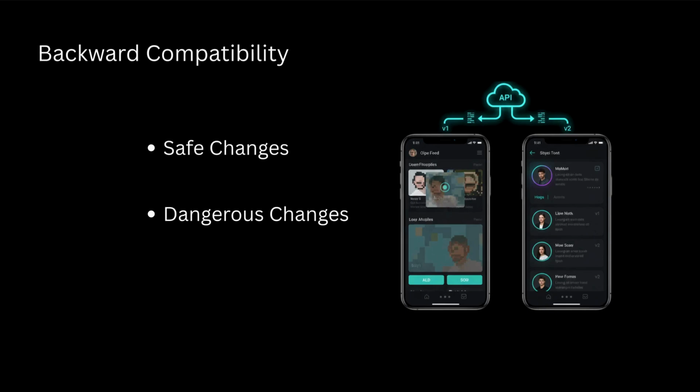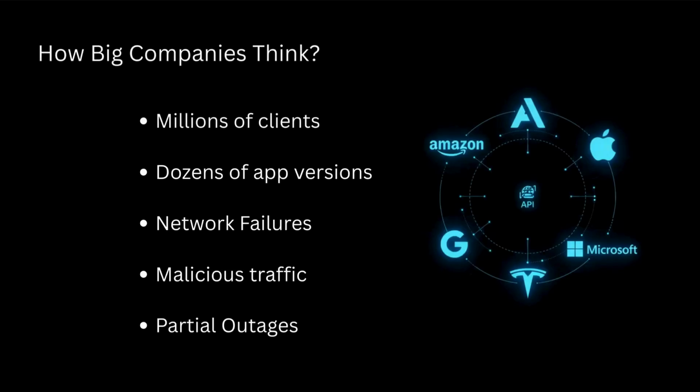So, how do the big companies think? When companies like Google, Netflix, or Amazon design APIs, they aren't just thinking about the code. They operate under a completely different set of assumptions. They assume millions of clients hitting the servers at once, dozens of different app versions running simultaneously, network failures that are guaranteed to happen, malicious traffic trying to find a weak spot, and partial outages where one service dies while the others live. API design is not just about creating endpoints, it's about building for long term evolution.